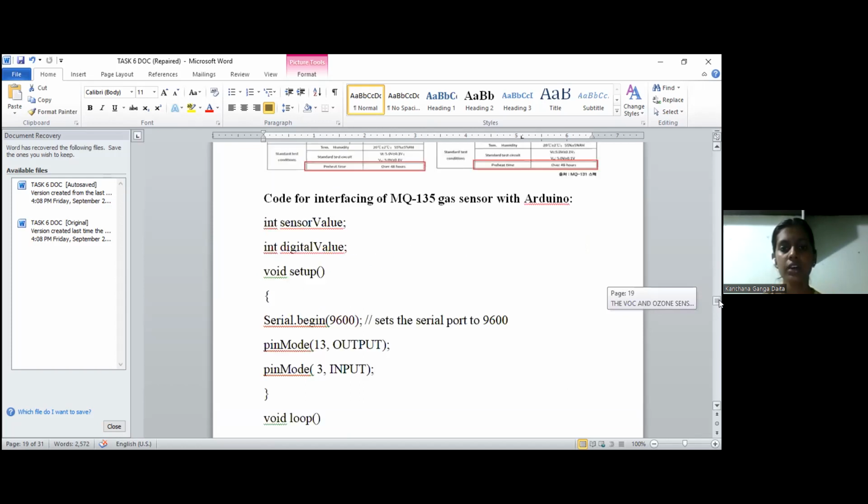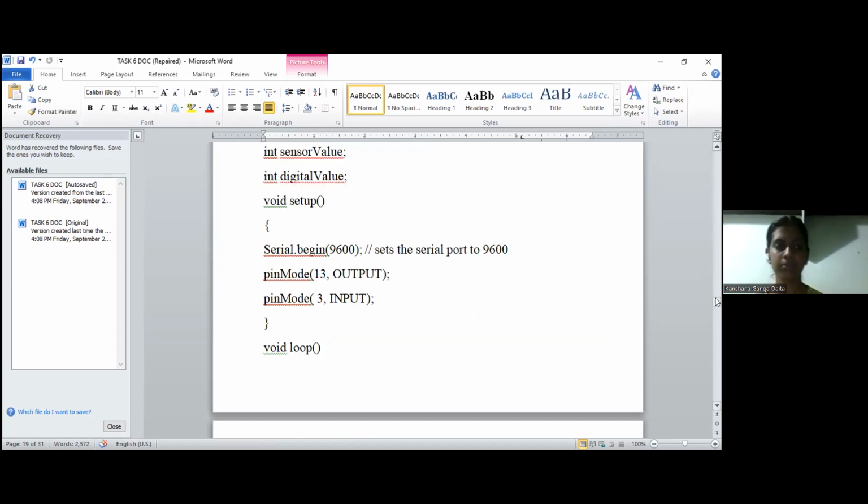So there is an example code in which we just set the input mode. For the sensor value and digital value, we just have to give the pins we are using. So 13 is the output pin, 3 is the input pin. We are instructing the device that 13 is the output pin and 3 is the input pin.